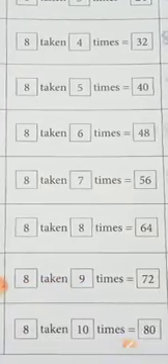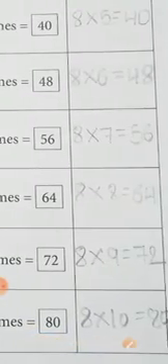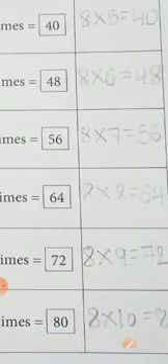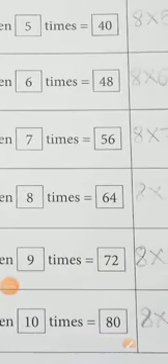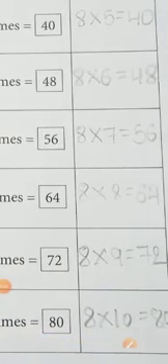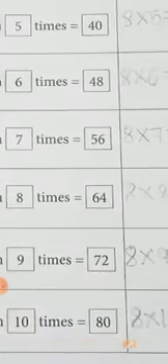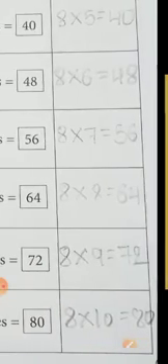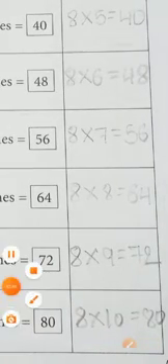8 taken 8 times. Here 8 beads taken 8 times. So answer became 64. 8 into 8 is equal to 64. 8 taken 9 times is equal to 72. 8 into 9 is equal to 72. 8 taken 10 times is equal to 80. 8 into 10 is equal to 80.